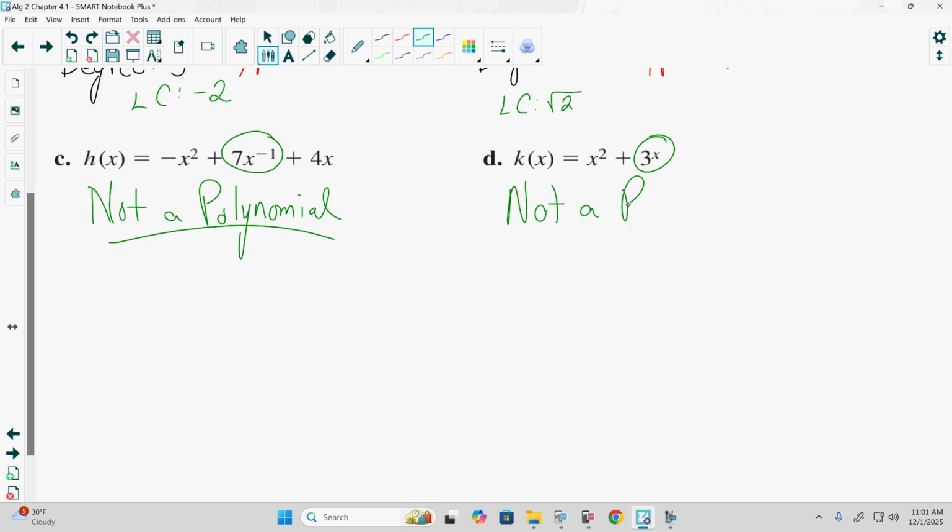So D, we're saying it's not a polynomial. 3 to the x, we cannot have a number to a variable. We can't have a variable to a variable exponent. So it's just not a polynomial. And that's it. We don't have to state degree, leading coefficient, type, or write in standard form because it's not a polynomial. Questions on this here?